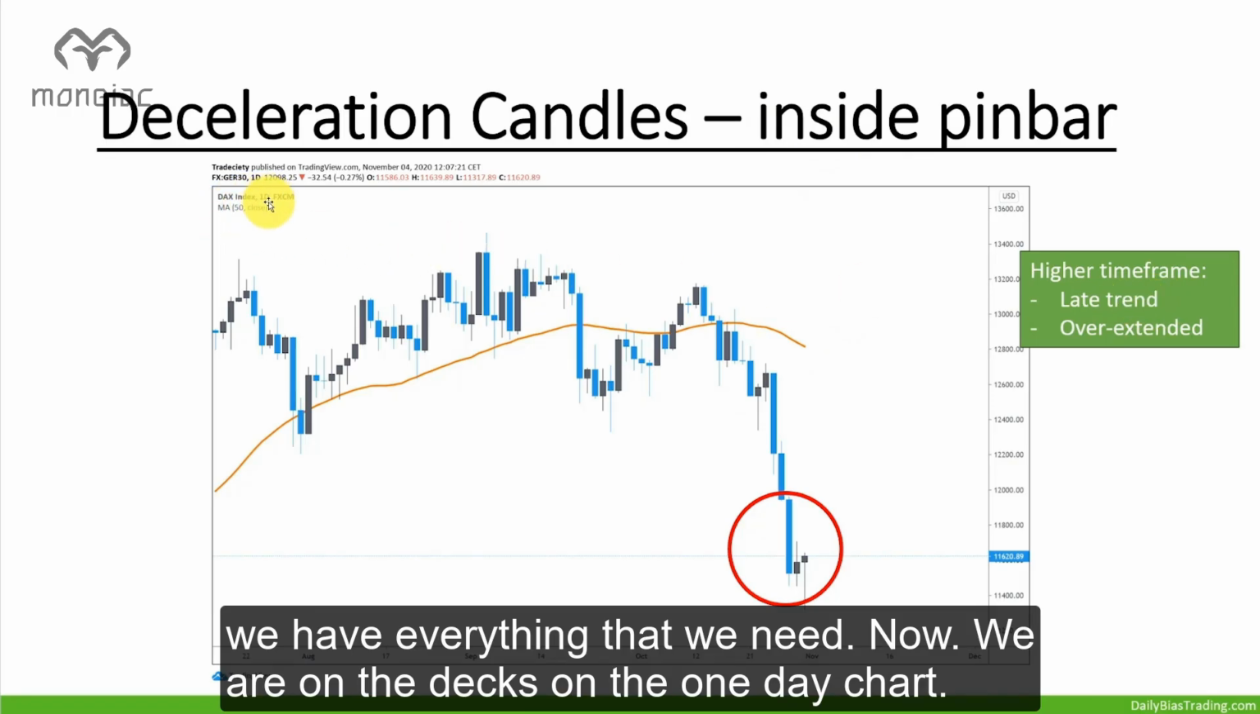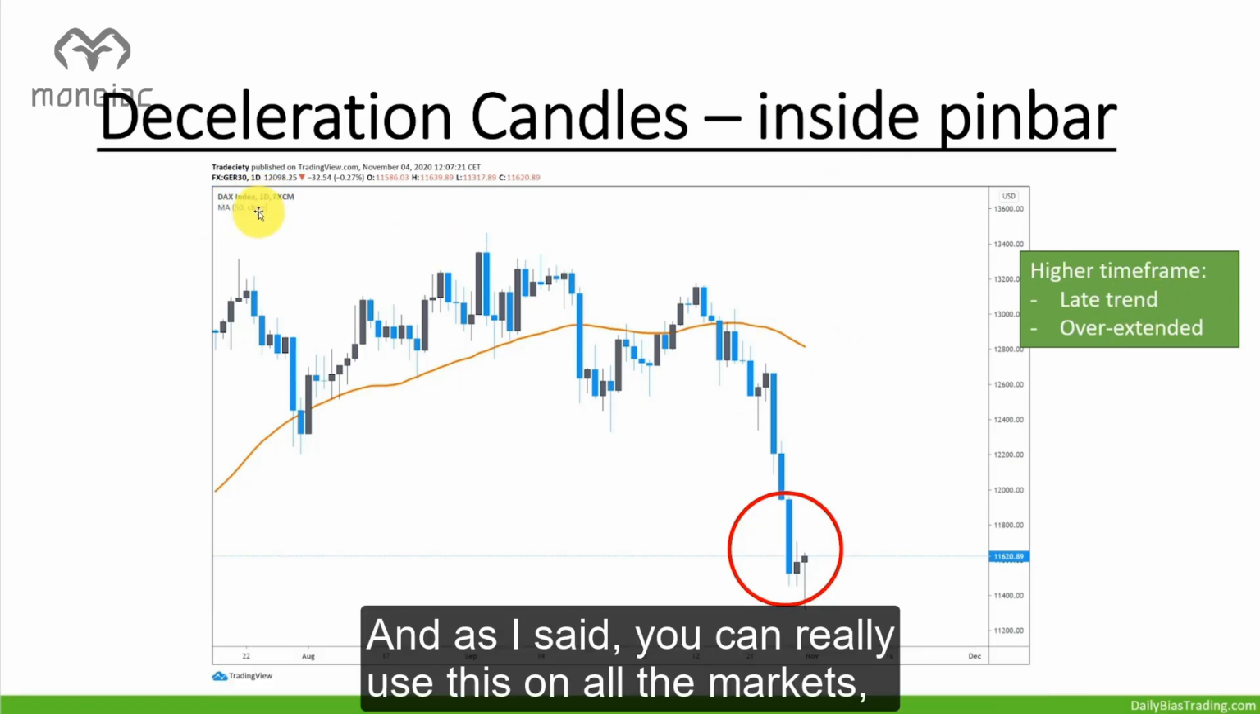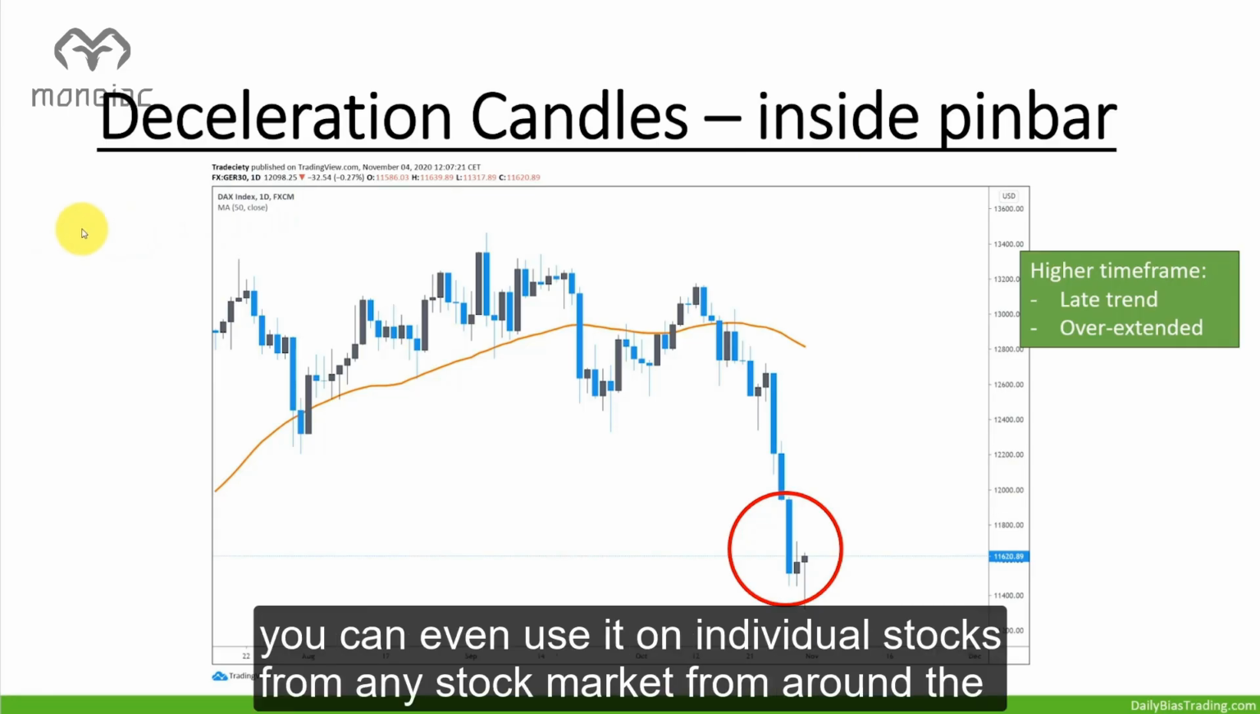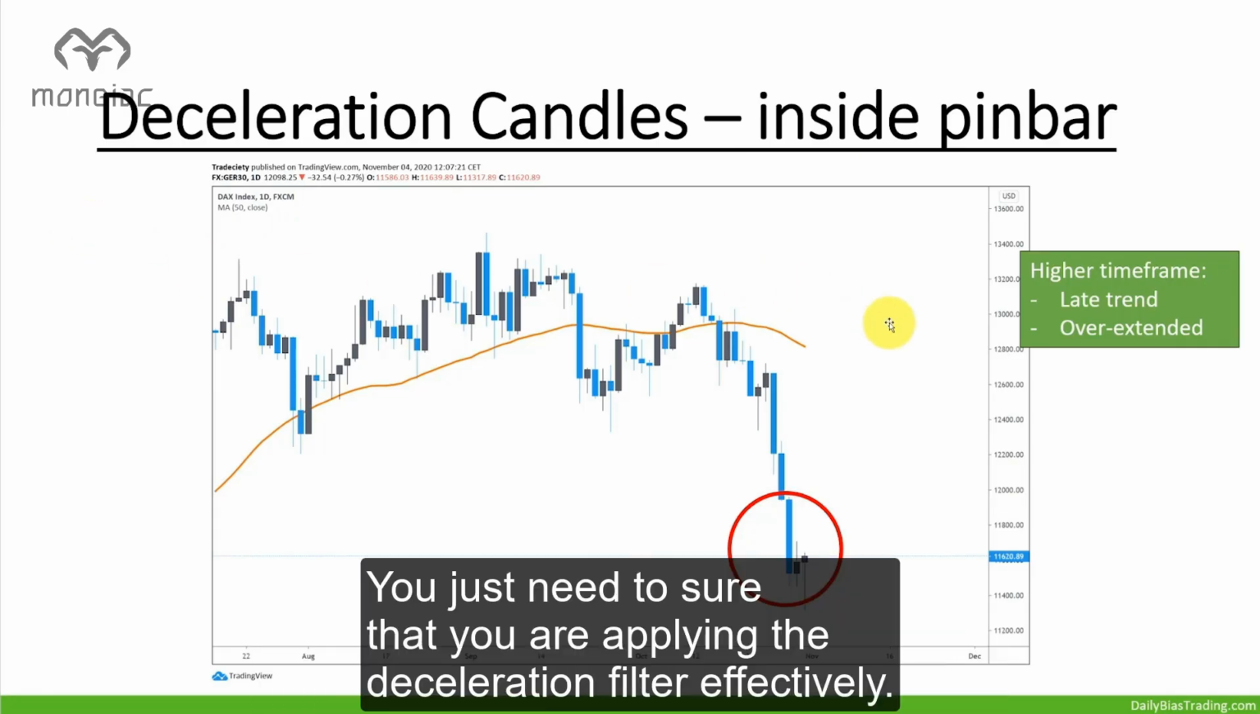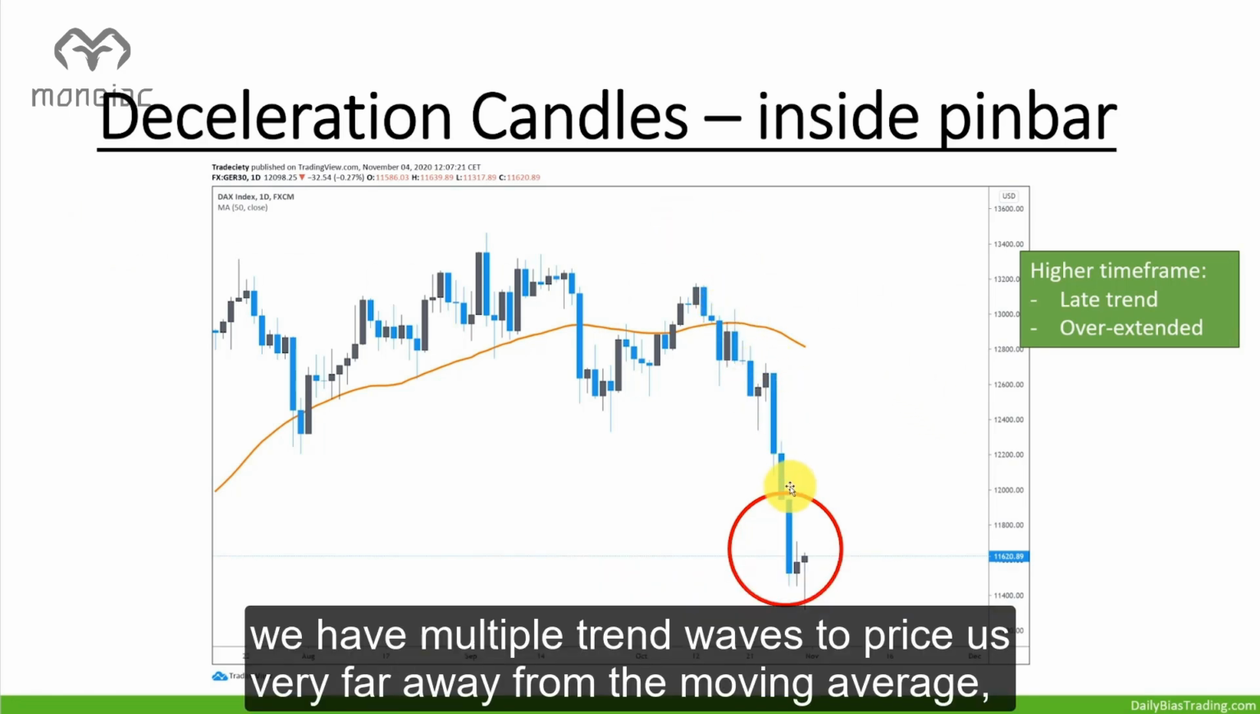Now we are on the DAX on the 1-day chart. And as I said, you can really use this on all the markets. You can even use it on individual stocks from any stock market from around the world. You just need to make sure that you are applying the deceleration filter effectively. And here you can see we have multiple trend waves.